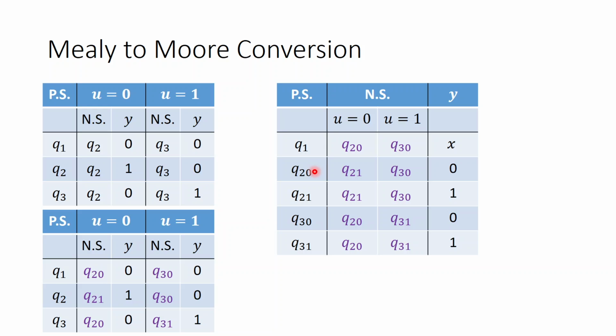You don't have to look at the state table because it is already shown here. The output is 0. For Q2 1, the output is 1. Similarly for Q3 0, output is 0. Q3 1, output is 1. For the next state, you have to see what is the next state of Q3 in the Mealy table. That's all. So Mealy to Moore conversion using state table is also possible, not very difficult.